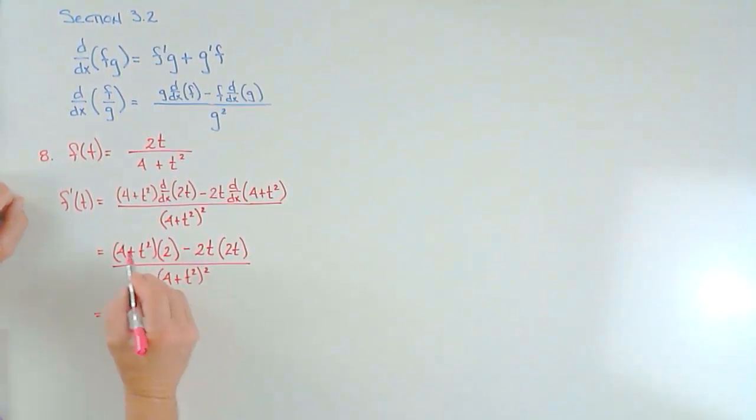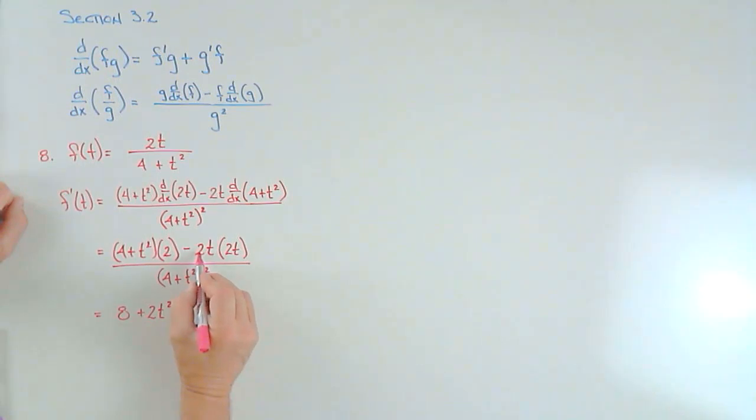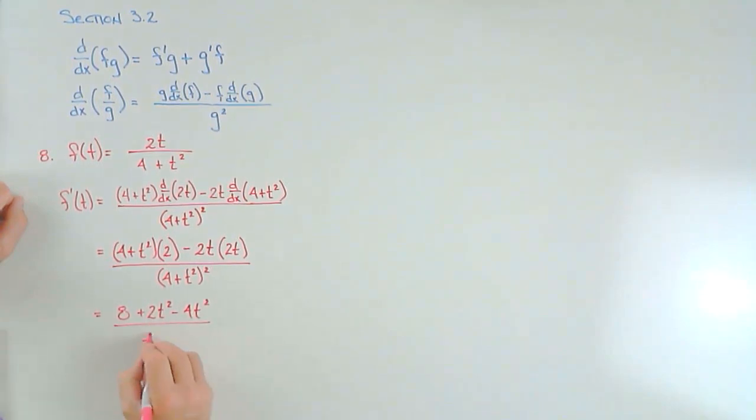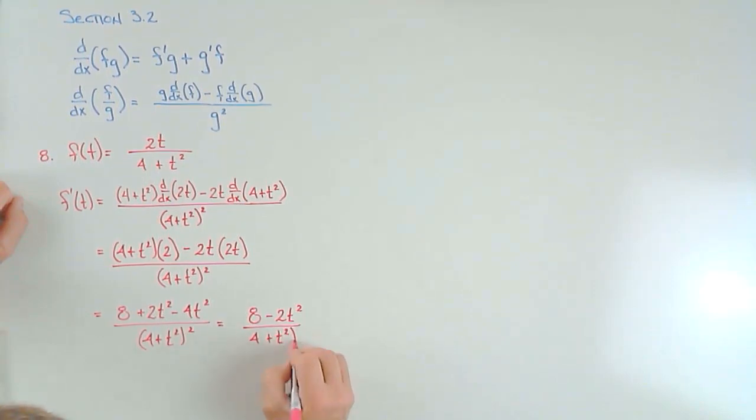So here we distribute. 2 times 4 is 8. 2 times t squared is plus 2t squared. This is going to be minus 2 times 2 is 4t squared. And on the bottom, we have 4 plus t squared squared. These are like terms, so we have 8 minus 2t squared there. And we have 4 plus t squared here squared.